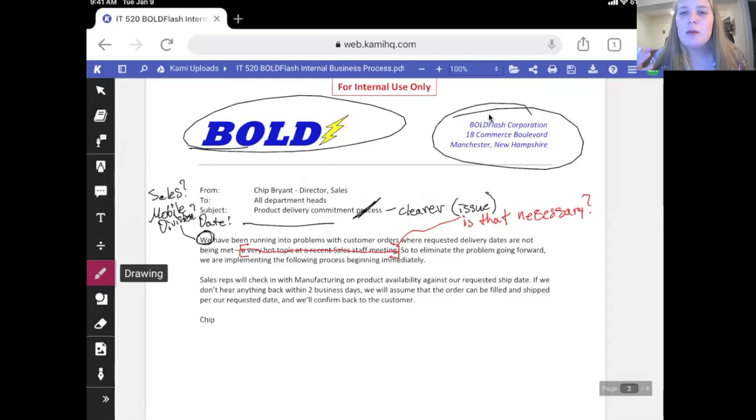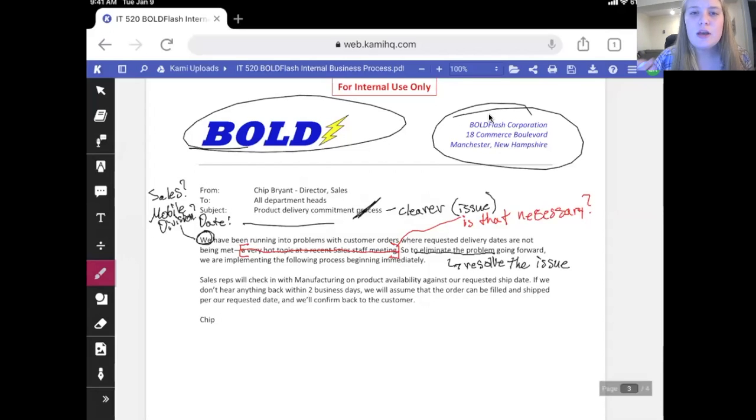So to eliminate the problem going forward, well, he says, eliminate the problem. That can seem a little harsh. The connotation of it is very negative and rough. Maybe we would say something instead like resolve the issue. So to resolve an issue seems a little nicer. We're not putting blame on anyone. We are working together to resolve something. So they're going to be implementing the following process. That is a good lead-in sentence. We're understanding that in the next paragraph, we're going to transition to details on the new process.